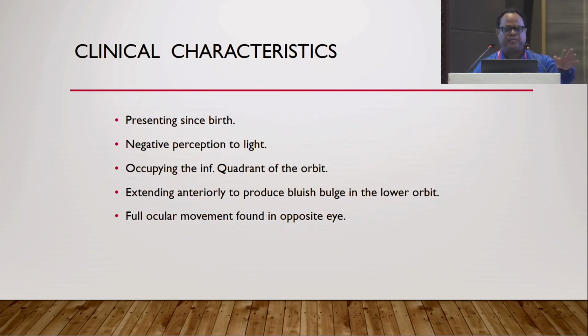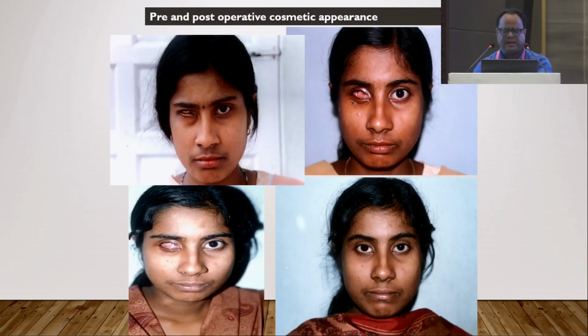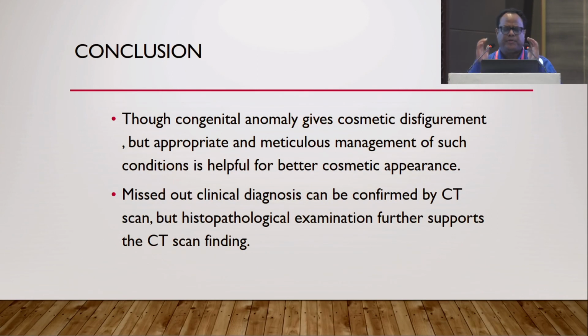I just want to summarize the clinical characteristics and some steps, and ultimately we can achieve the result. I want to conclude: though congenital anomalies give a cosmetic disfigurement, appropriate and meticulous management of such conditions is helpful for a better cosmetic appearance. Missed clinical diagnosis can be confirmed by CT scan. If there is a cyst, we can take care of it. Thank you.